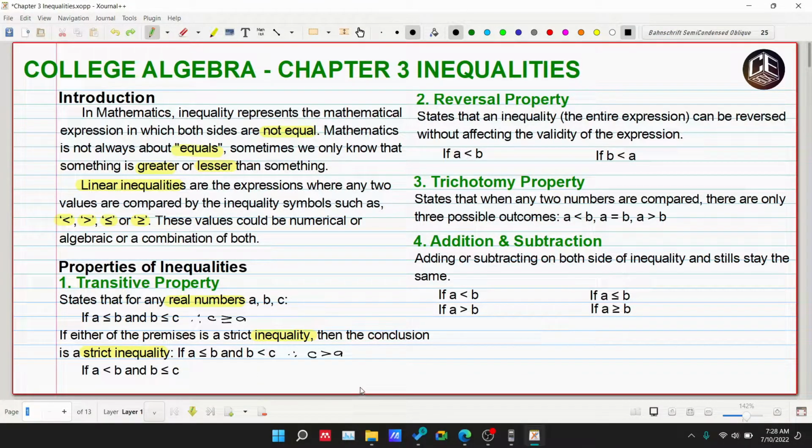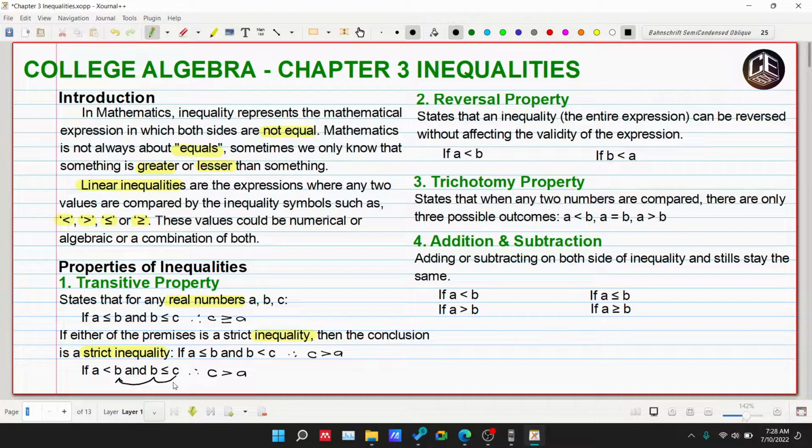Okay? So, try natin to. If A is less than B and B is less than or equivalent to C, therefore, we can say that C is greater than A. Okay? So, bakit wala siyang equal sign? Kasi alam lang natin na ang C ay possible na equal sa B. Pero, yung B, hindi naman siya possible equal to A. Okay, so ibig sabihin, pwede nating i-substitute yung value ng C papunta kay B.